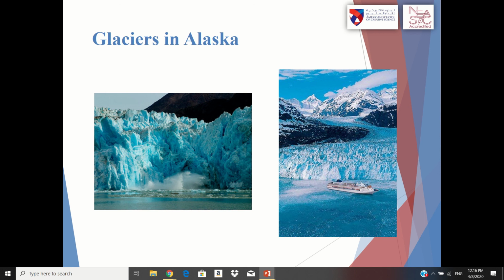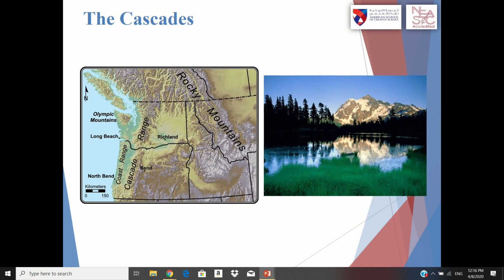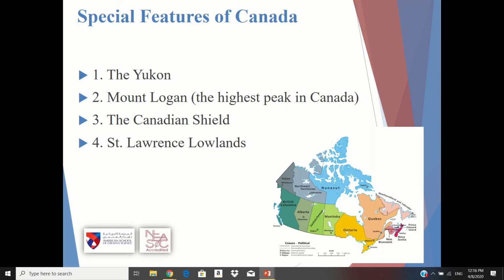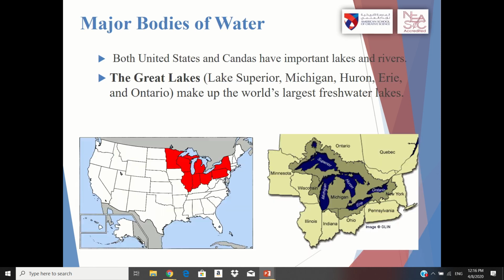And as we say, the glaciers are ice, as you remember. They stay from one year to another. Special features of Canada: the Yukon, Mount Logan, which is the highest peak in Canada, the Canadian Shield, and the St. Lawrence lowlands. Those are special features of Canada.